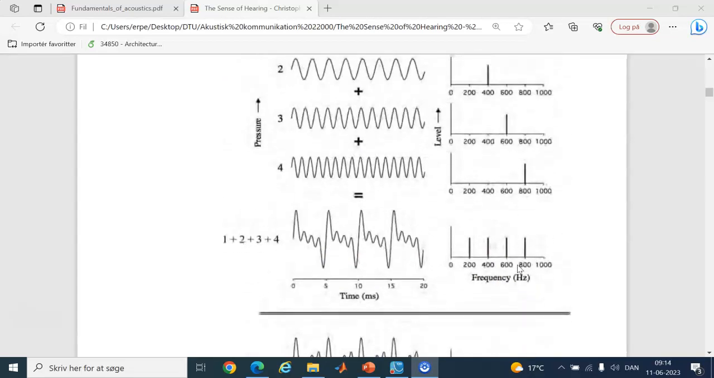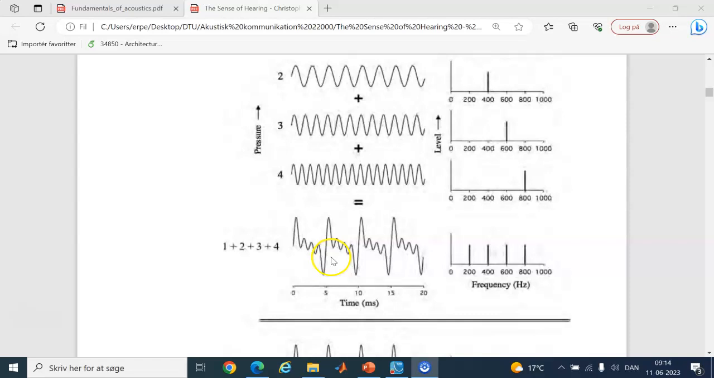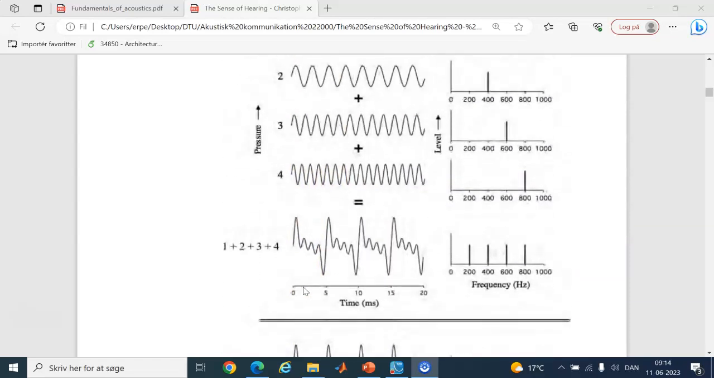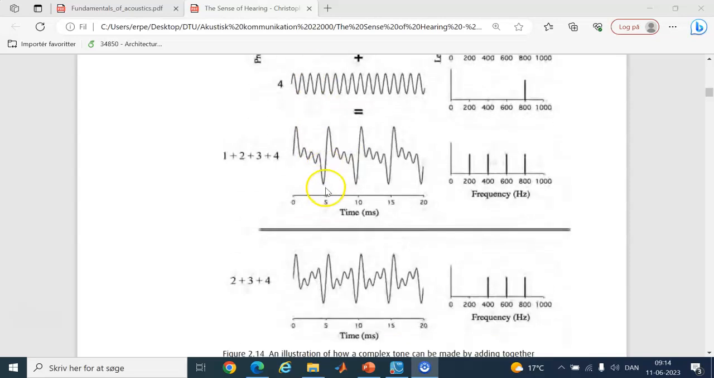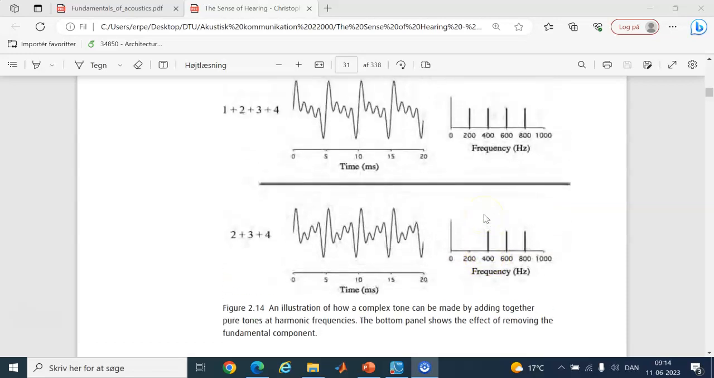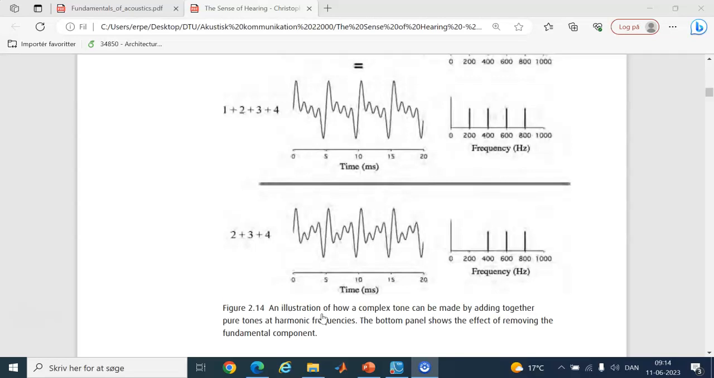If you put 2, 3, and 4 together, here's 1, 2, 3, 4. 1, 2, 3, 4 gives this. If you put 2, 3, and 4 together, you get this. So we get a spectrum without 200 Hertz, but 400, 600, 800. An illustration of how a complex tone can be made by adding together pure tones of harmonic frequencies. The bottom panel shows the effect of removing the fundamental frequency of 200 Hertz.